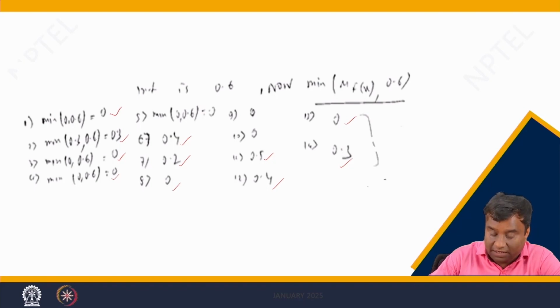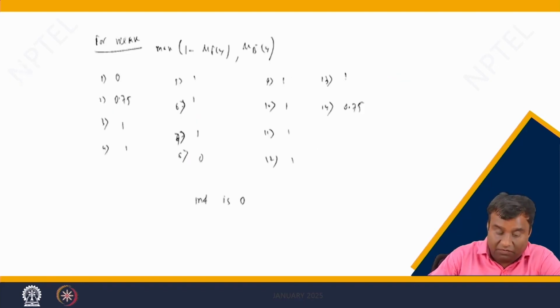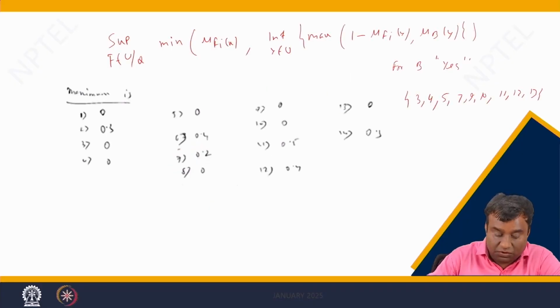Now we need to calculate it for weak. For weak, maximum of 1 minus mu f is that. If you calculate here, the infimum value is 0. So if the infimum value is 0, the value we have calculated for the strong will be the maximum. So these values are the maximum for yes, so 0, 0.3.